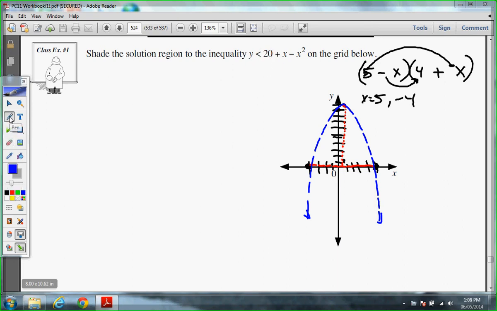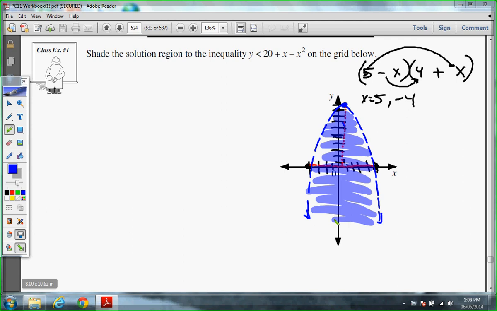So I want less than, so as Nick was saying, I want to use the vertex as my anchor. I want to be below. So I'm going to be right in this region here. This is your solution region. Okay, and that is it for today.